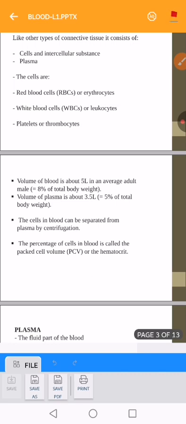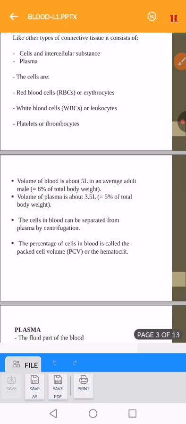We need to know the amount of the blood that circulates in the body. The total amount or volume of the blood circulating in the whole body is 5 liters in the average adult male. When we say average adult male, that means a 70 kilogram male. This 5 liters is 8% of total body weight. So this is the total amount of the blood circulating in the whole body.